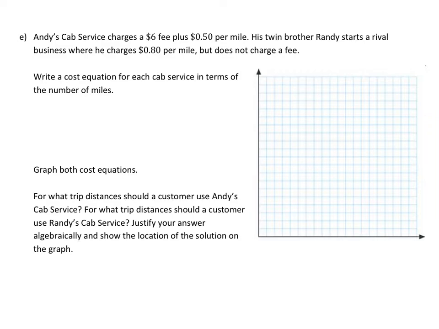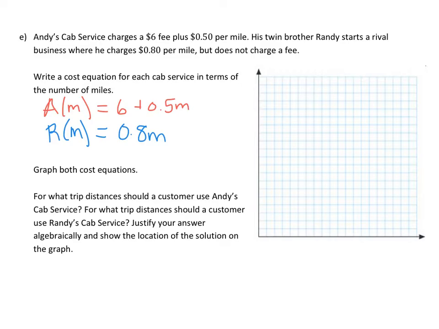Now you can just use y and x if you want. However, I'm going to do something a little different. I'm going to call Andy's cab service A of M, where M represents our miles. So A of M equals, he charges $6 plus 50 cents per mile, so 0.5 M. Randy, I'm going to name R of M. He just charges 80 cents per mile, so 0.8 M.